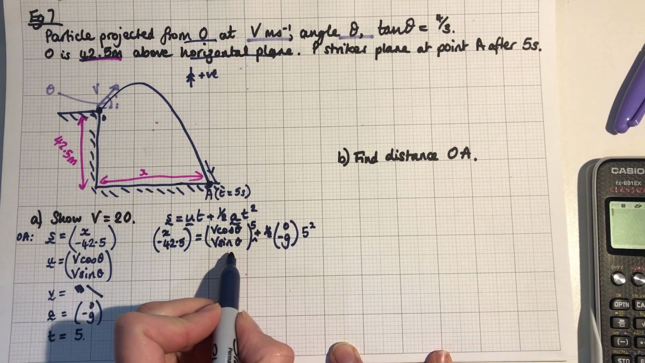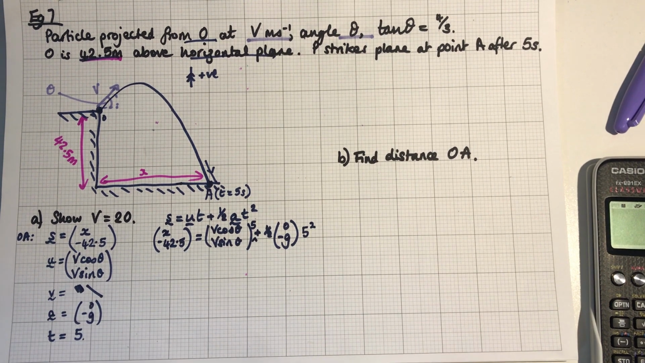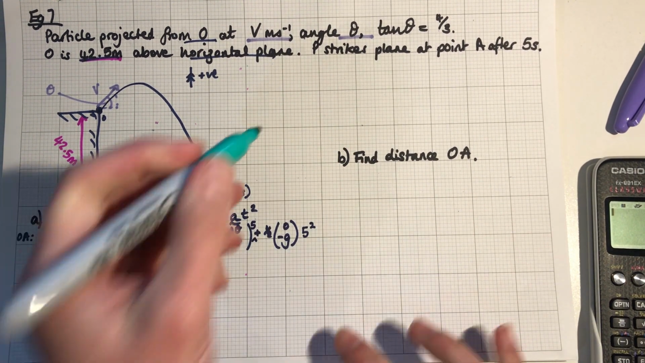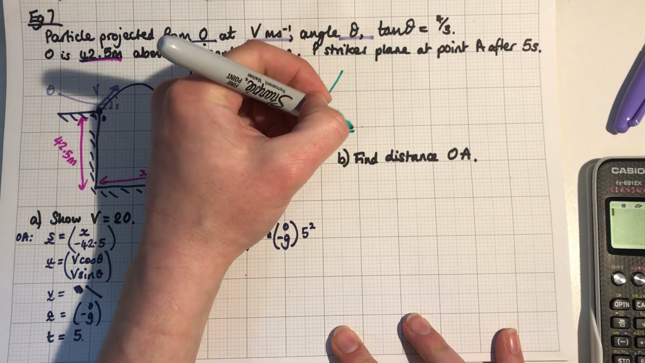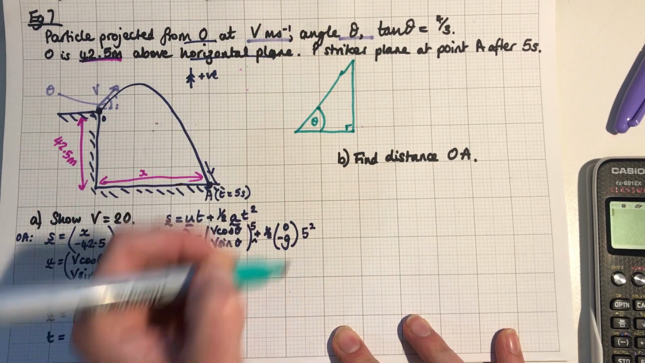Now, cos theta and sine theta, I don't like the fact we've got them as unknowns, so I'm actually going to work out what they are. Let's do this up here out the way for a second. If this angle theta is something like that, let's have a right angle there.